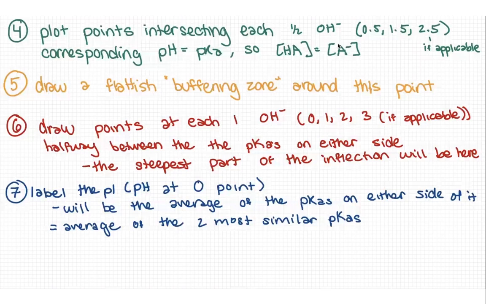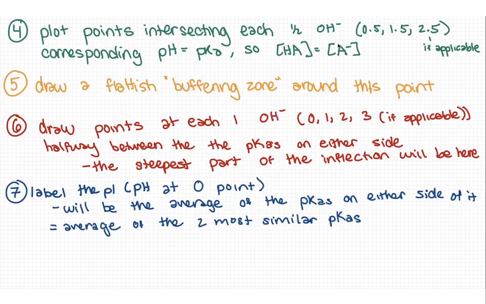To plot this, we're going to plot the points intersecting each half hydroxyl equivalent. So basically, you have your 0.5, your 1.5, your 2.5. Each of these points corresponds to the pH equaling the pKa. Remember, when the pH equals the pKa, the concentration of your conjugate acid equals your conjugate base concentration. This is complicated in our amino acids by the fact that we have those multiple ionizable groups, so we can think of having lots of different HAs and A minuses. But once we plot those points, we're going to draw a flattish buffering zone around that point.